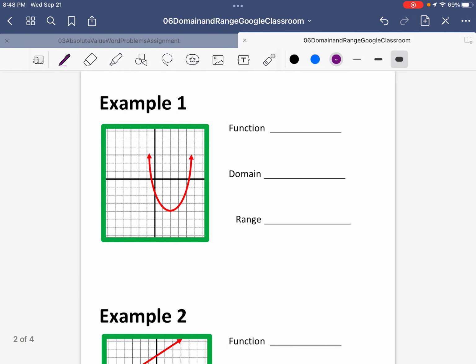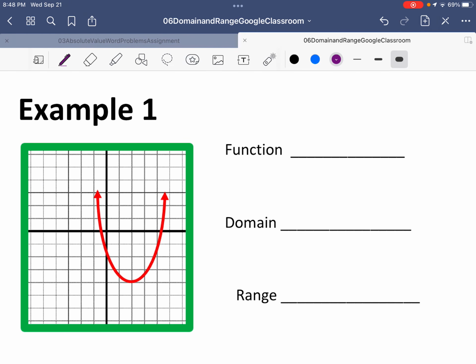Now, the first problem that you should see should look like our example 1 here. You're going to learn in a few months that this is called a parabola, but right now it's just a graph that has a particular shape to it. Is this graph a function? Just remember that all that is asking about is the vertical line test. If vertical lines only touch the graph at one point, then we definitely have a function. So this is a big yes.